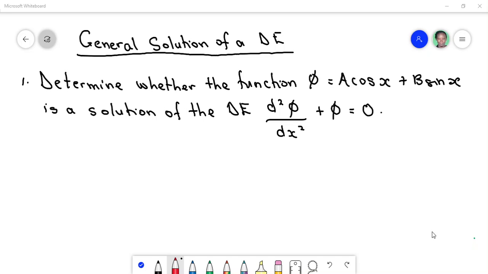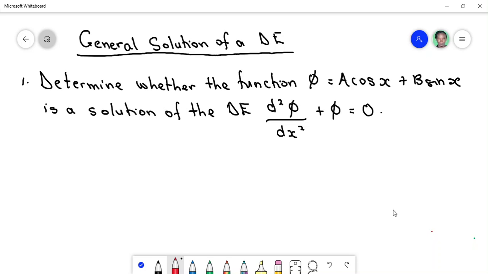In our lesson today, we are still discussing the general solution of a differential equation. If you've not watched my video yet on the solution of a differential equation, kindly I urge you to do so. Find the link in this video.